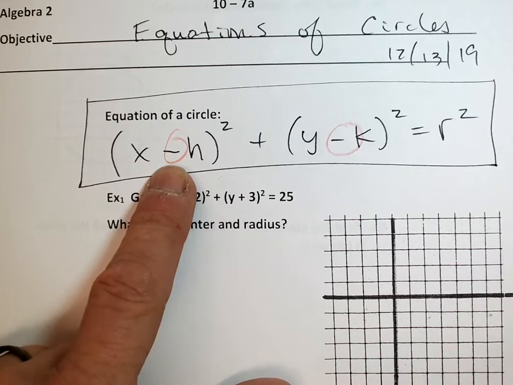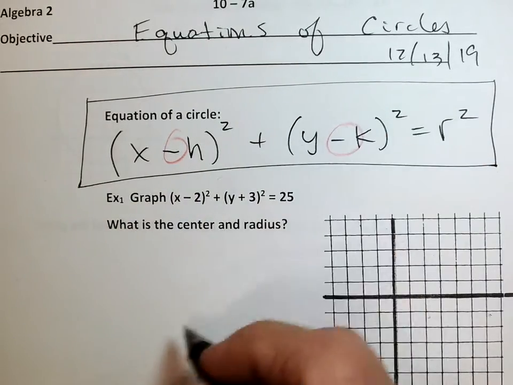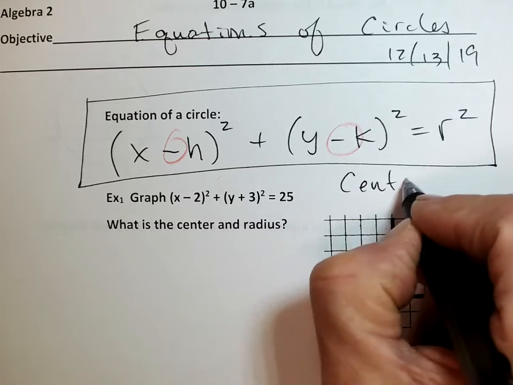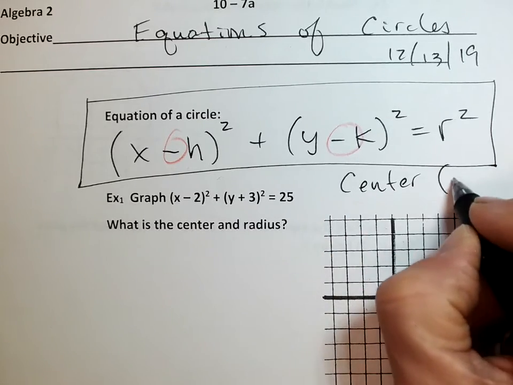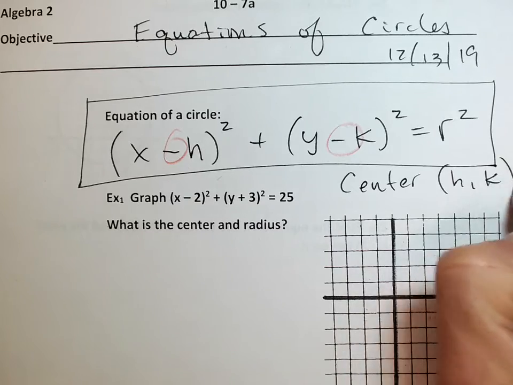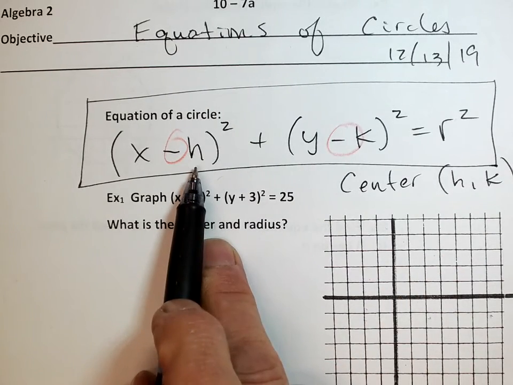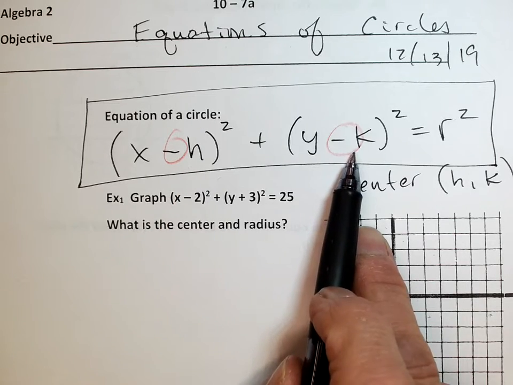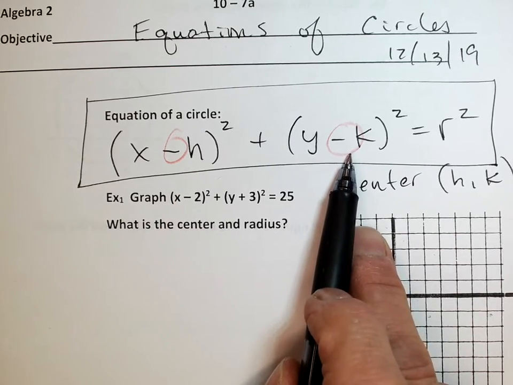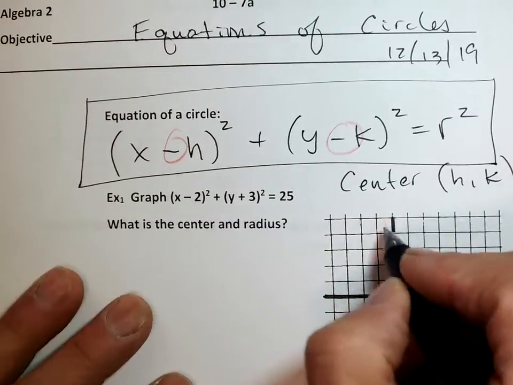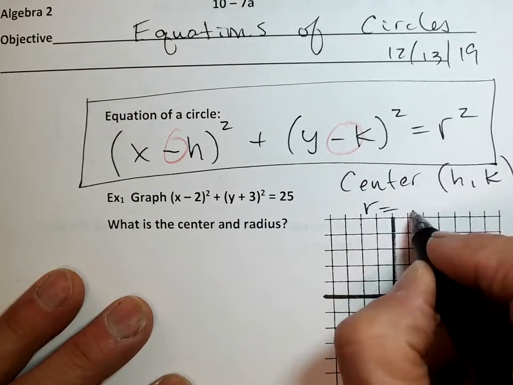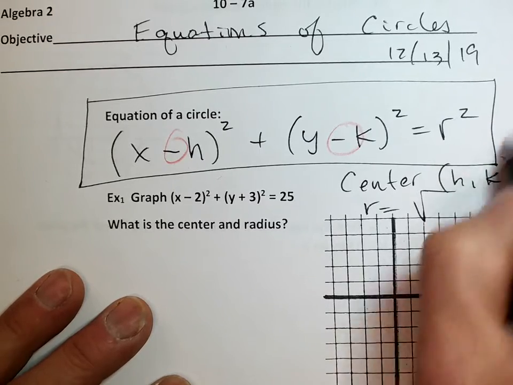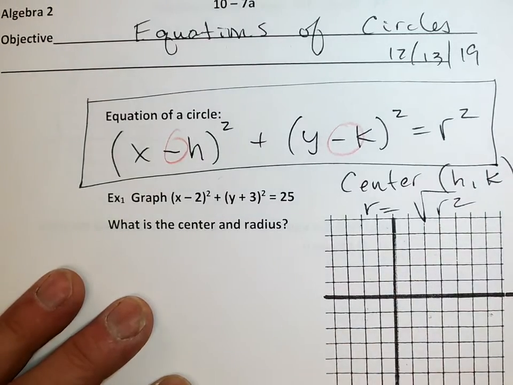Okay. So the center of our circle is at (h, k). Whatever the value is, the opposite of it is the center. So you've got to find the center of the circle. And the radius is just going to be the square root of that. So whatever this number is, you're going to take the square root of that number. It gives us the radius, okay?